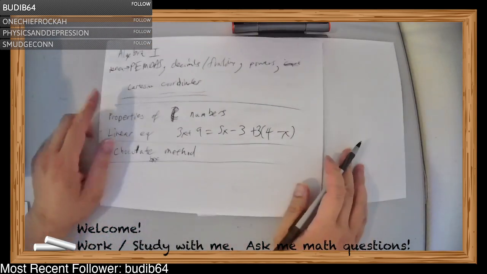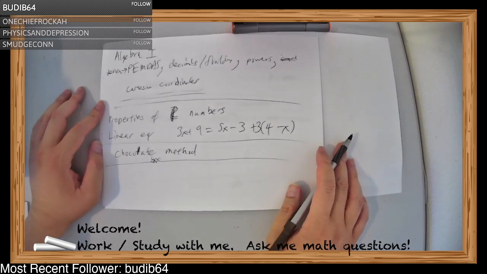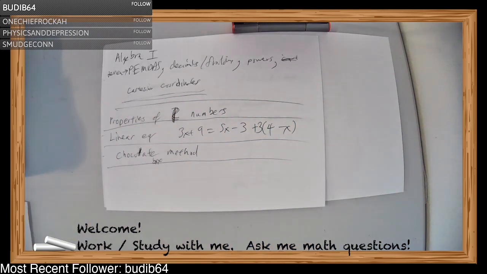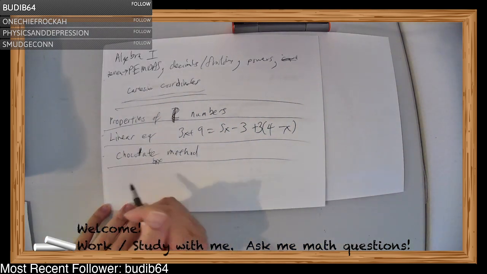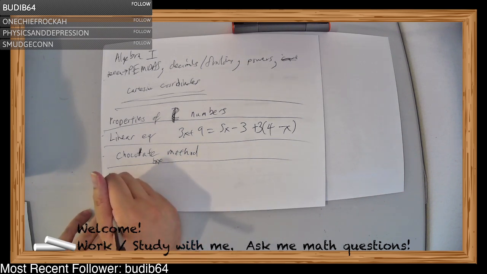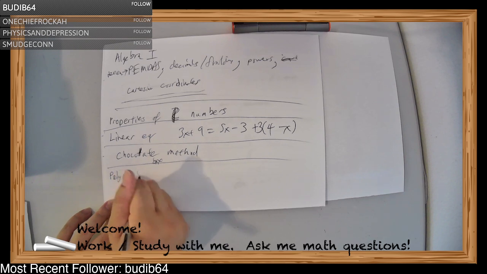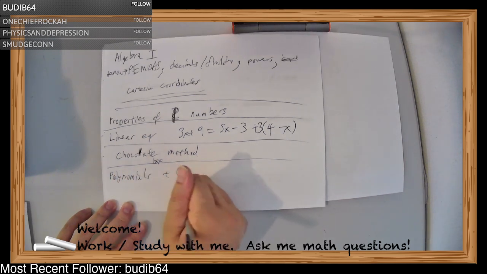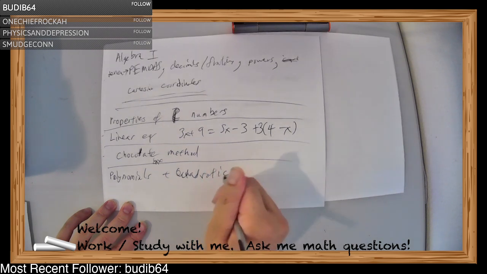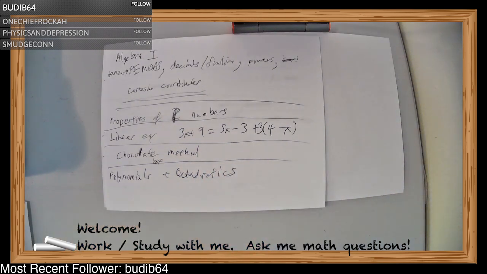Properties of real numbers. Linear equations. Chocolate method. What else is there? Polynomials and quadratics. And then factoring.